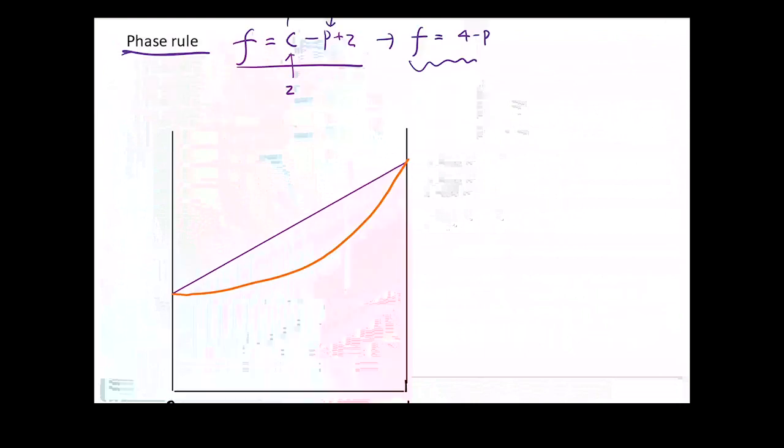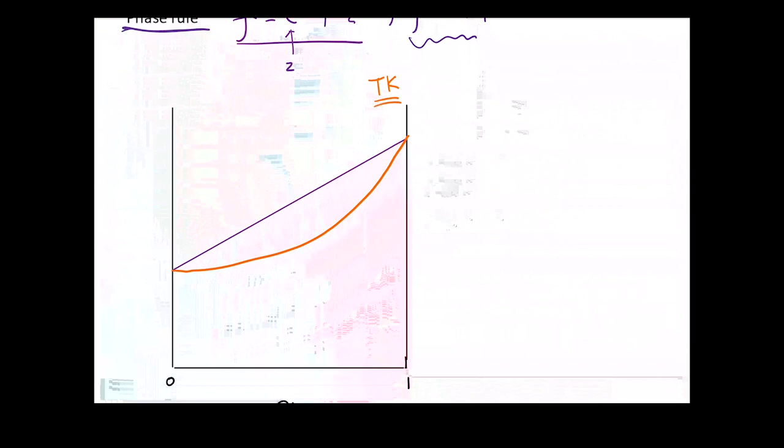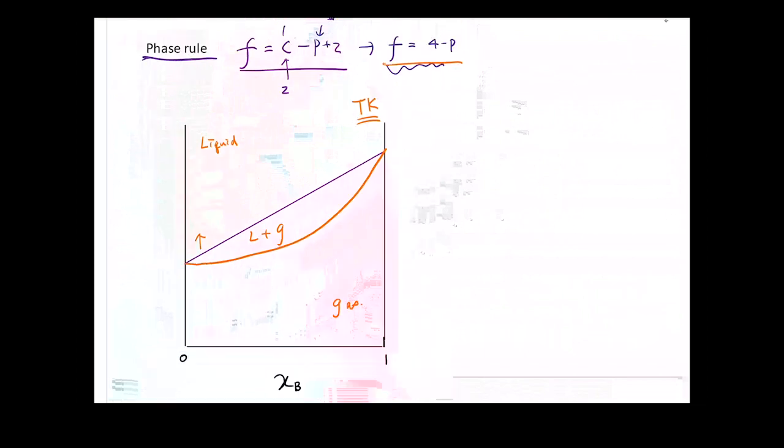Okay, for the binary ideal solutions at T, above this P total line, everything exists in the liquid form. Here is liquid plus gas, and here is just gas form. In the liquid form, we only have one single phase. In the gas form, it's the same. So in these two zones, we know P equals 1, so your F is going to equal 3. That means you need 3 variables to fully describe the state of your system here.